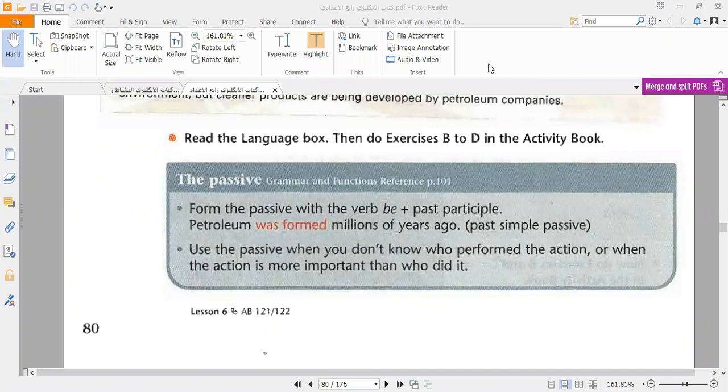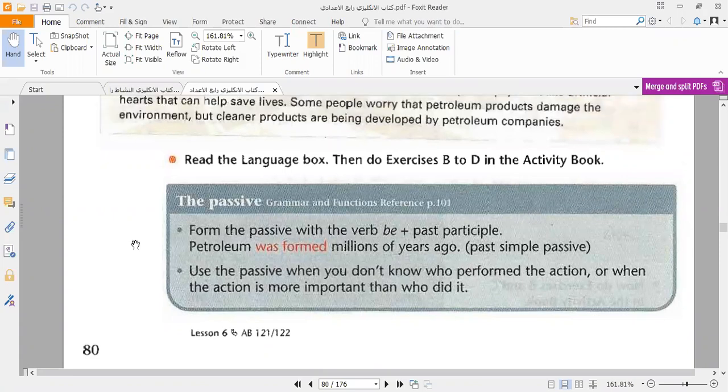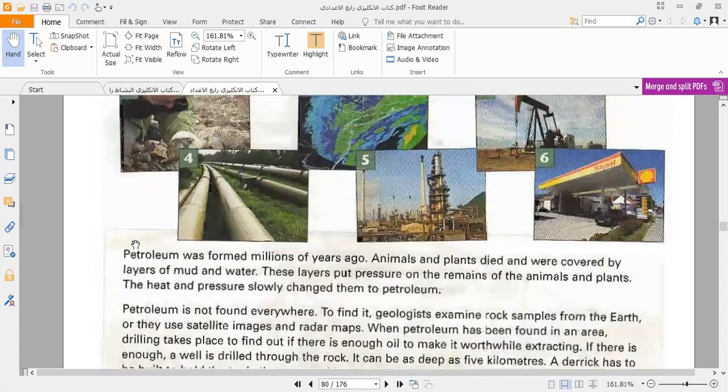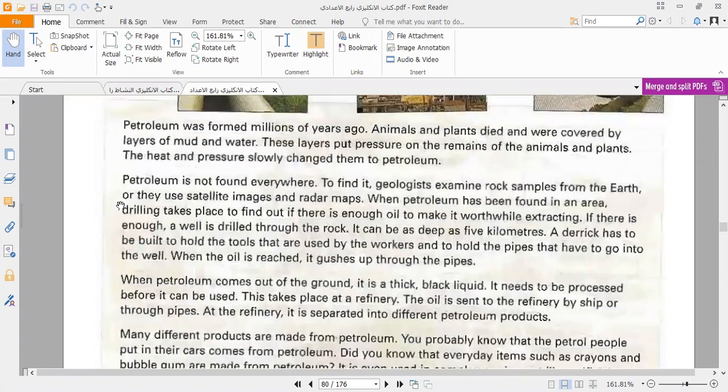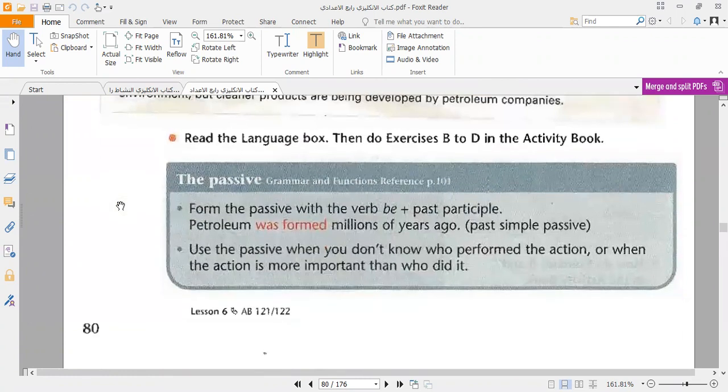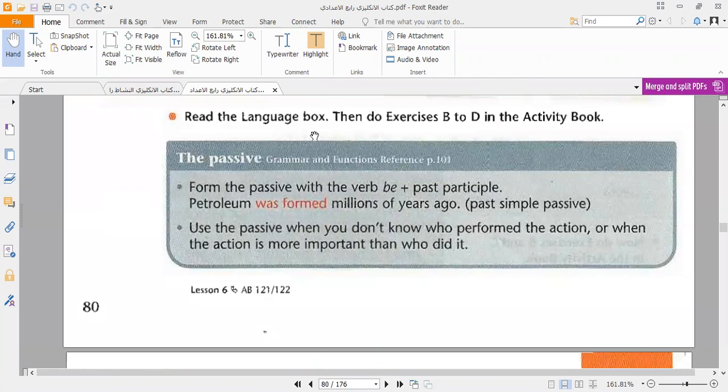طالباتنا العزيزات, our lesson for today will be on page 80 and it is a completed lesson for what we have studied before this time in lesson 5. Okay, so in lesson 5 on page 80, unit 7. In our lesson for today, we are going to talk about a subject you have taken in the 3rd grade, and which is passive voice.